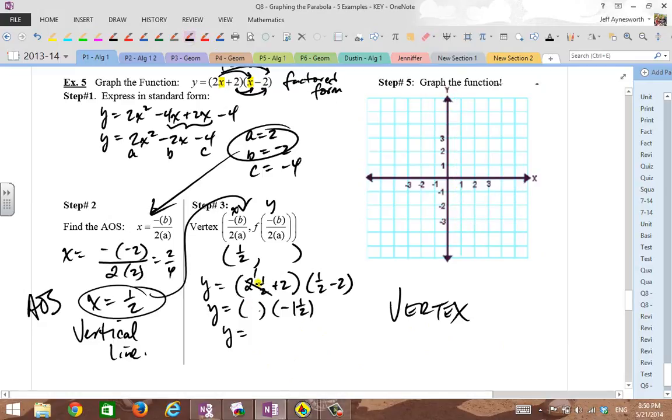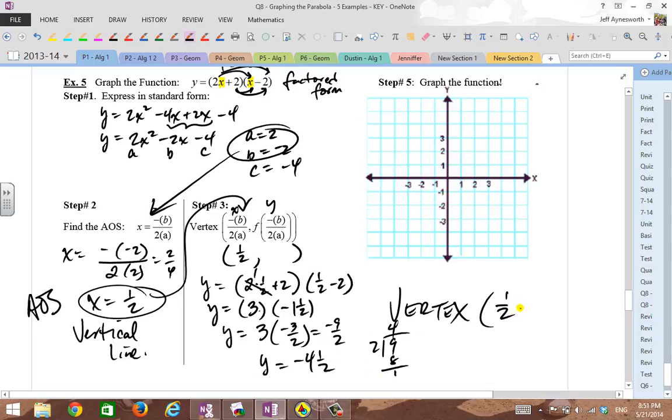Okay. So this is 1 times 1 is 1 plus 2. Well, that's typically 3. So this is 3 times negative 3 halves, which is negative 9 halves, or y equals negative 4 and 1 half. Why? Because 9 divided by 2 is 4, remainder 1, or 4 and a half. So I get negative 4 and a half here. So my vertex is 1 half comma negative 4 and a half.